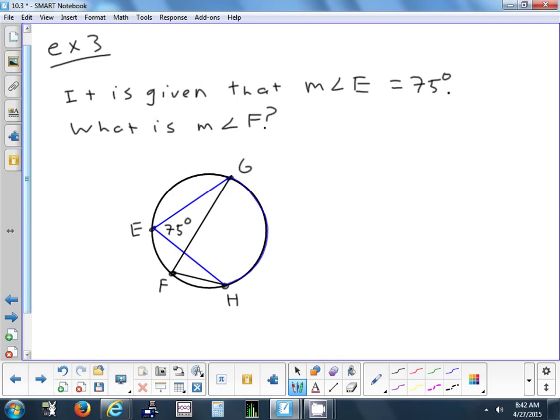Look at angle F. What are the two letters that the sides of angle F hit? GH again. So both E and F, they intercept the same arc. So what's the measure of angle F? Yeah. Two angles that intercept the same arc, GH in this case, have the same size.